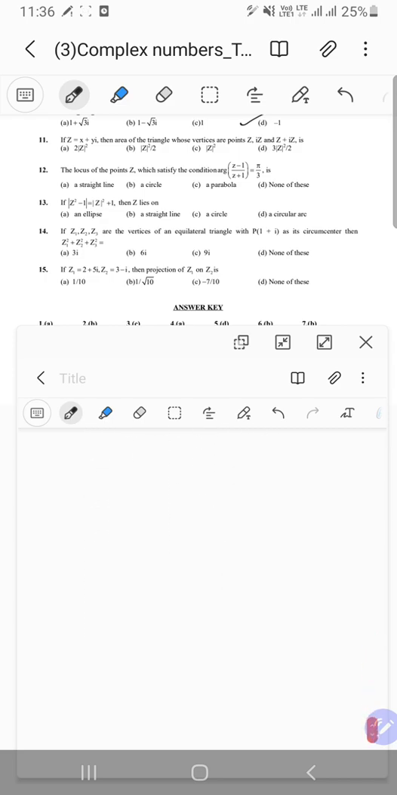Okay, z equals x plus y i, then the area of the triangle whose vertices are the points z, iz, and z plus iz is.